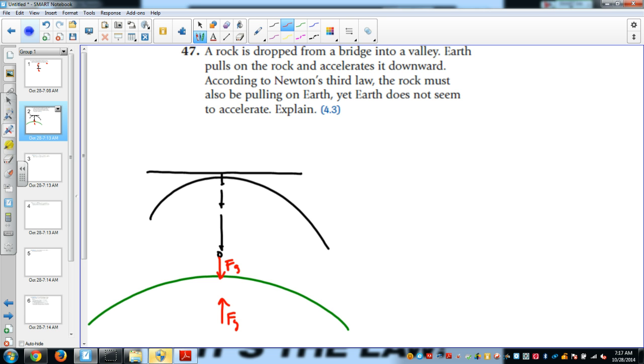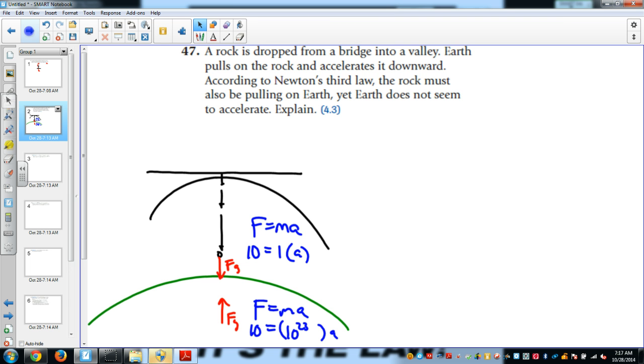But the thing is, this force, let's just give it a number, like 10 newtons, for instance. The mass of the rock, maybe it's 1 kilogram, and you can find the acceleration roughly 9.8. But you do that same calculation down here, that 10 newtons, but the mass of the earth is gargantuan. It's like 10 to the 23rd or something like that. And then you find the acceleration. It's very, very small. So the acceleration is very, very tiny.